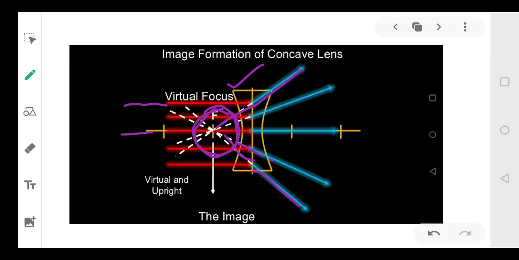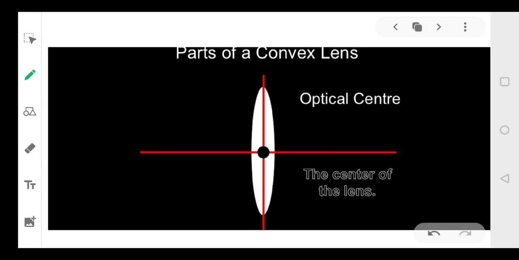Let's come to the next term, that is the optical center. The center of the lens, see this black dot is indicating the center of the lens, and this center will be called the optical center. So what is optical center? The center of the lens. Okay.